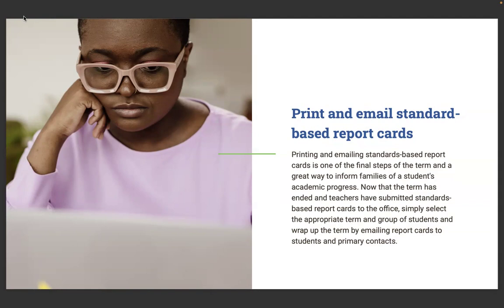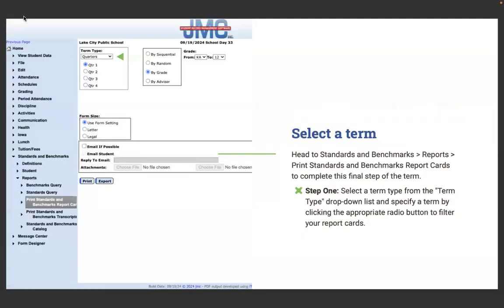So printing and emailing standards-based report cards is one of the final steps of the term and a great way to inform families and students of students' academic progress. Now that the term has ended and teachers have submitted standards-based report cards to the office, simply select the appropriate term and group of students and wrap up the term by emailing report cards to students and primary contacts. Again, the process is almost identical. It's just a different spot you're going in the program to do so.